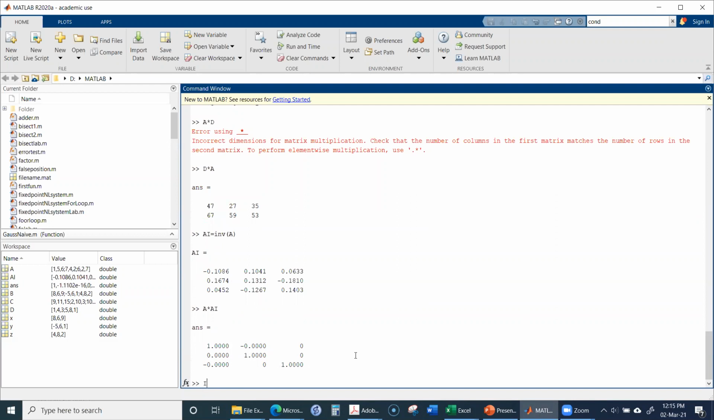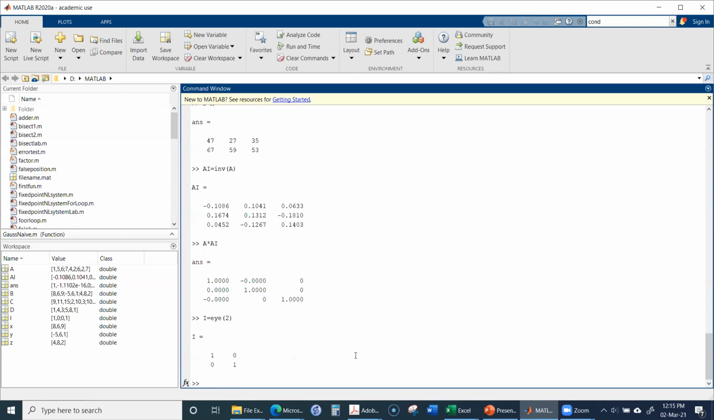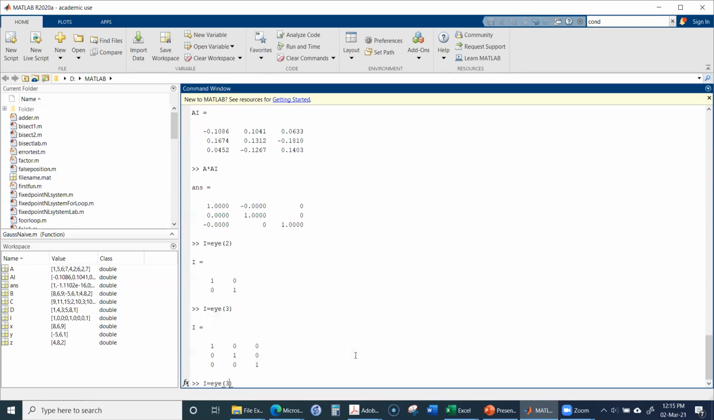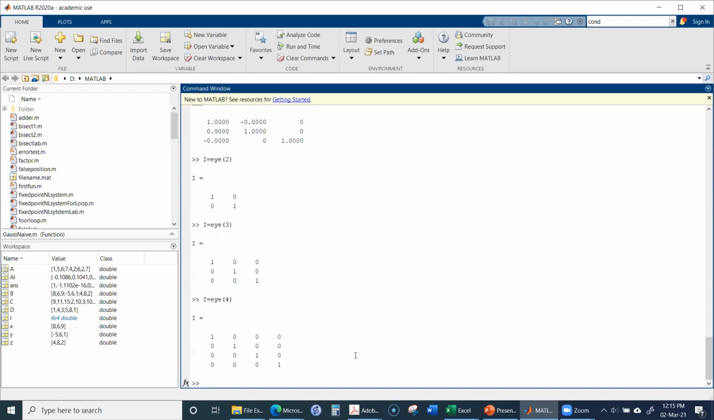By the way, the identity matrix can be represented in MATLAB by the eye command. So if I want a 2 by 2 identity matrix, I will put eye(2). That will be a 2 by 2 identity matrix. If I want a 3 by 3 identity matrix, I will put eye(3). I is equal to eye(3), so that is stored in the I matrix. Similarly for 4 by 4, I will get it like this.